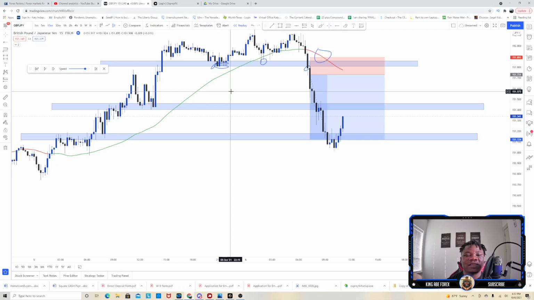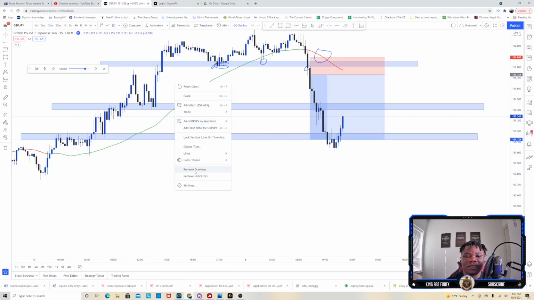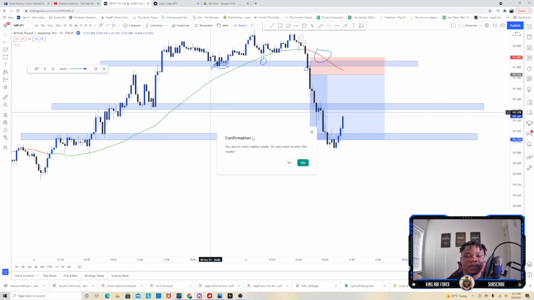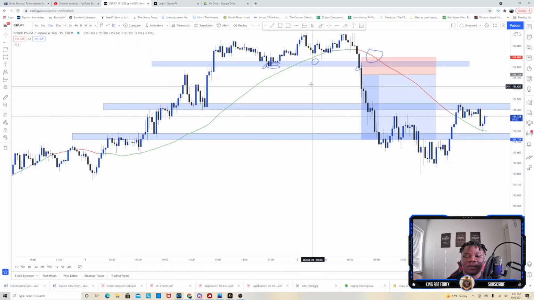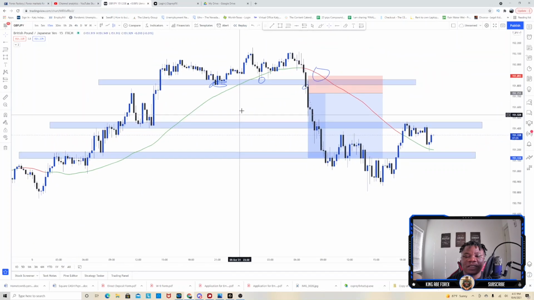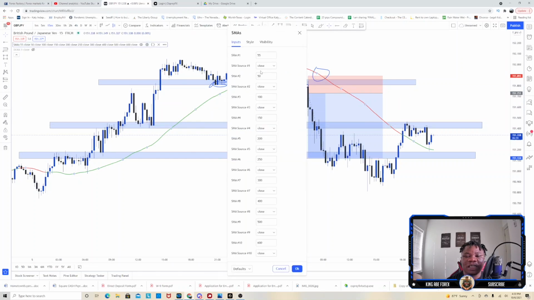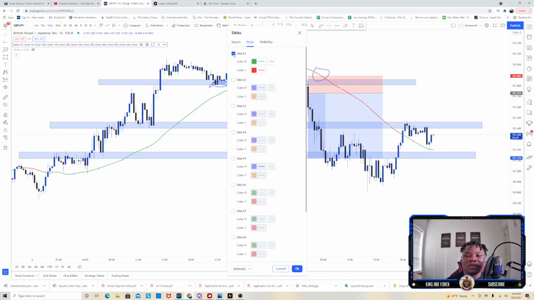So guys, now to the settings for this indicator. Let me delete all this. Let me exit this. Now to the settings for this indicator, you go here to your settings. Once you add it onto your chart, you focus on changing the first one that says SMA number 1. You change that to 55, and then you go to style.